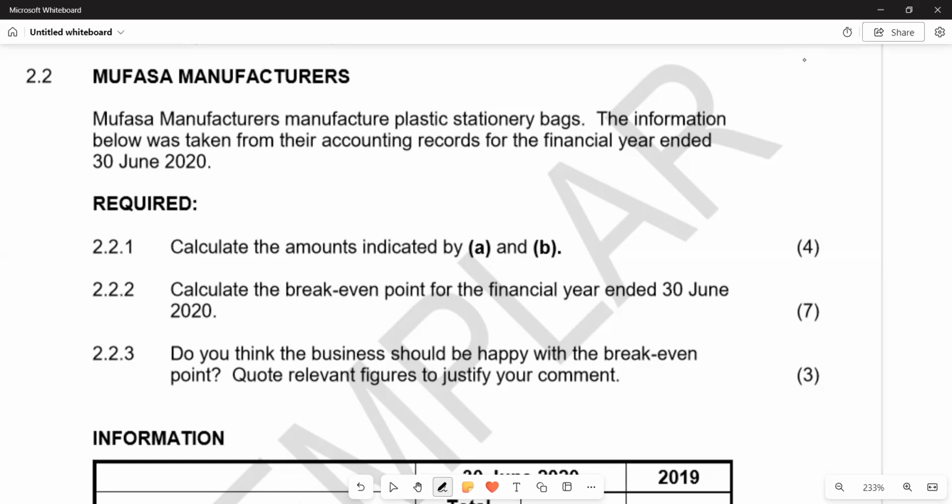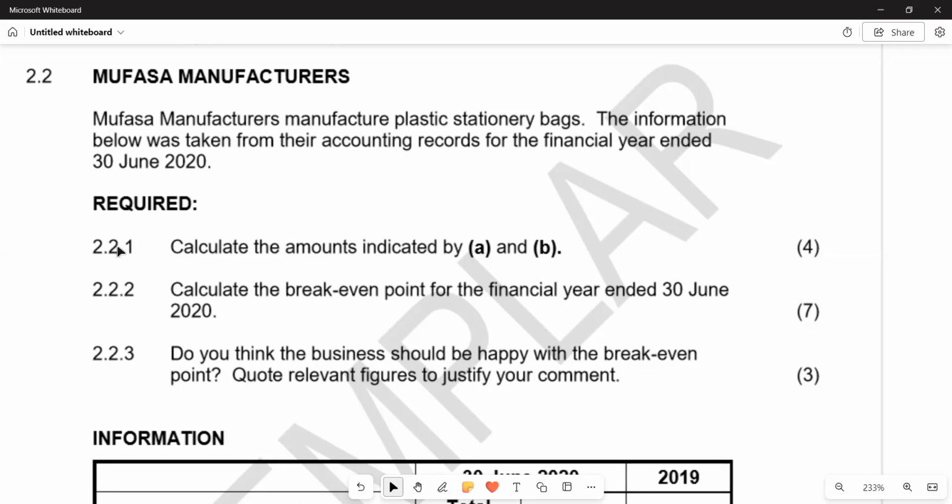So we are given a question that we have in terms of question 2.2. We are going to go through the question and then we answer what is required. It is for Mufasa Manufacturers, and it reads: Mufasa Manufacturers manufacture plastic stationery bags. The information below was taken from their accounting records for the financial year ended 30 June 2020.